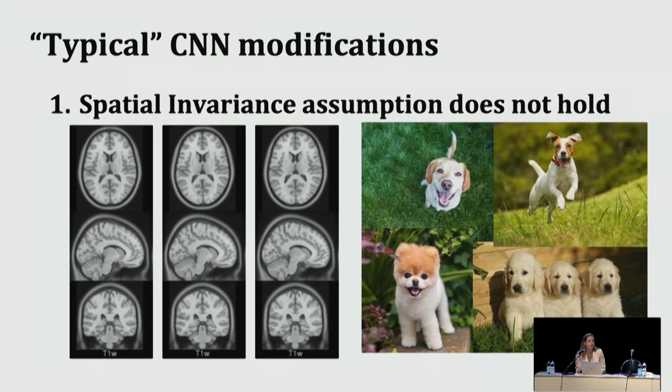Now, in brain data, that idea doesn't really hold, because most of the data that we're working with has been aligned to group template space, and a different location in the brain represents very different information. If somebody's cerebellum is appearing flipped upside down or in a different location, that probably represents that something is wrong with your data.